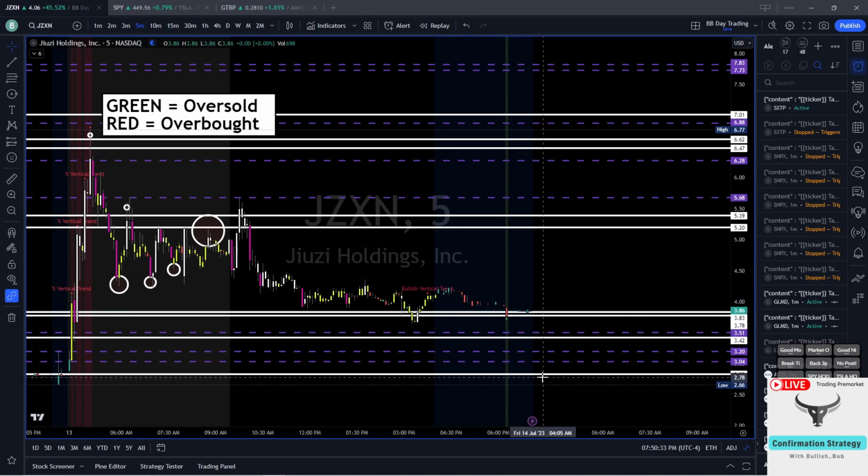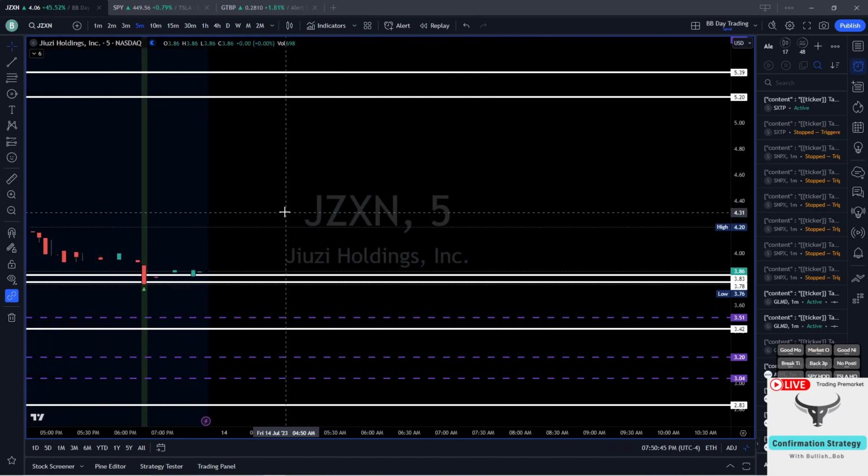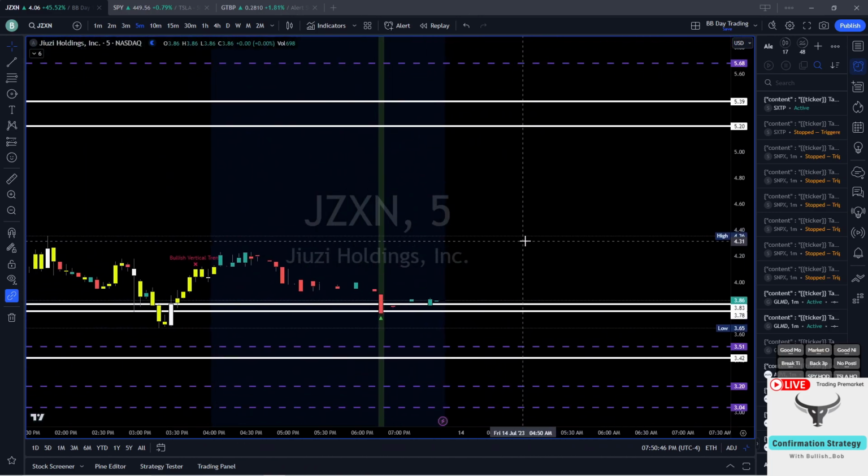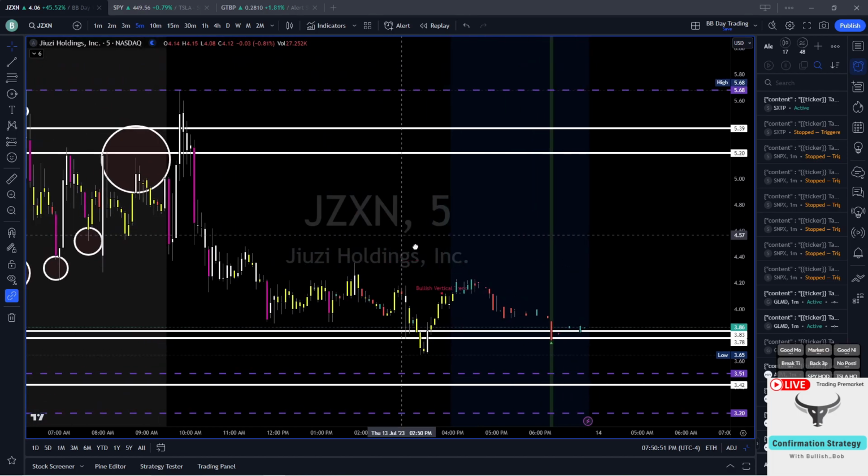So we're going to build a strategy that's really accurate and consistent, just like the confirmation strategy is for buying momentum. This is the opposite. This is not so much momentum. This is a dip buy. So definitely something to study and hone in our skills on. So guys, that's JZXN. This is our new indicator.